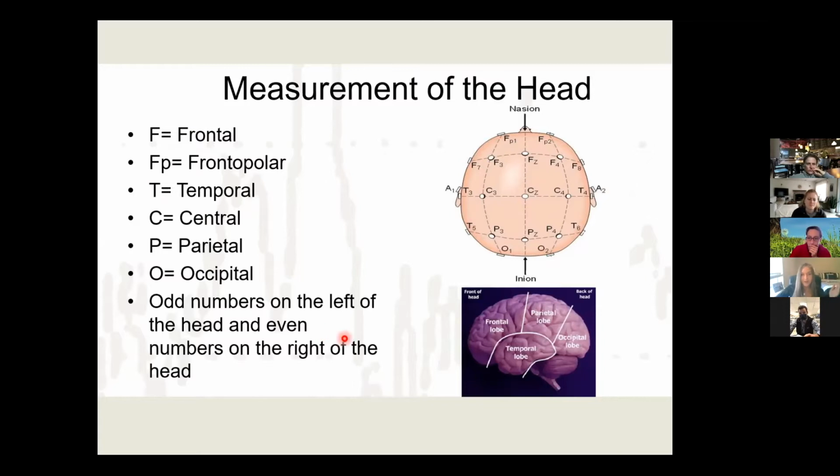Odd numbers are always on the left side of your head, and even numbers are always going to be on the right side of your head. And that's helpful to remember when you're doing a hookup. Like if you have an ECG1 and ECG2 electrode, you remember, oh, odd numbers are always on the left side. And then the last thing to mention is as you get further and further from this central line on your head, the numbers increase. So we can see that in these Fs, it's F3 and then F7. So that's how things are labeled in this measuring system.